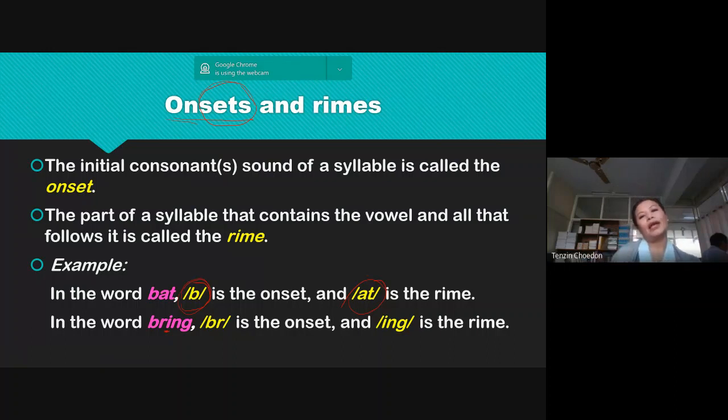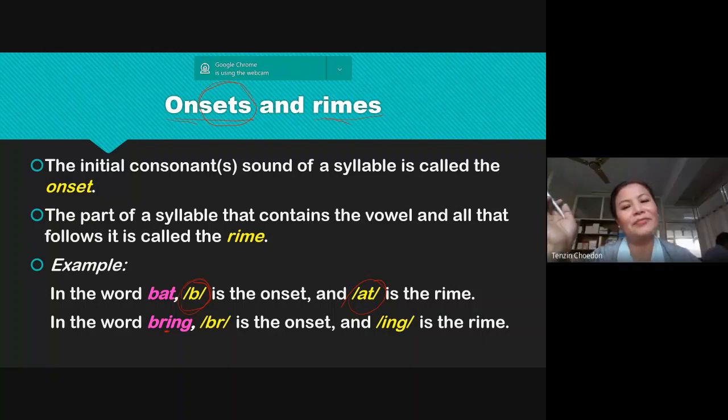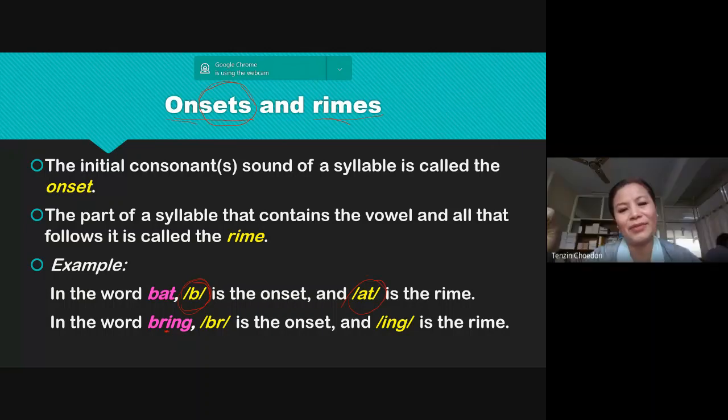If you take the word rime itself, the onset is r, and the rime is ime. Is it clear? Yes, ma'am. Onset and rime, is it clear to all?